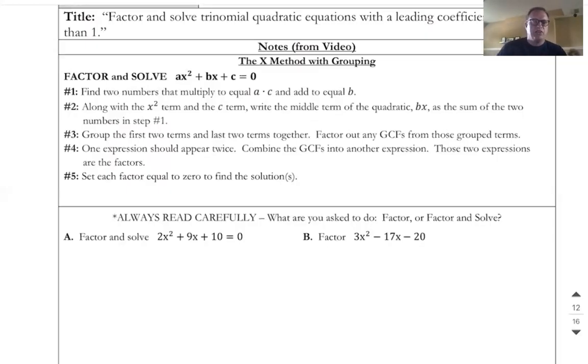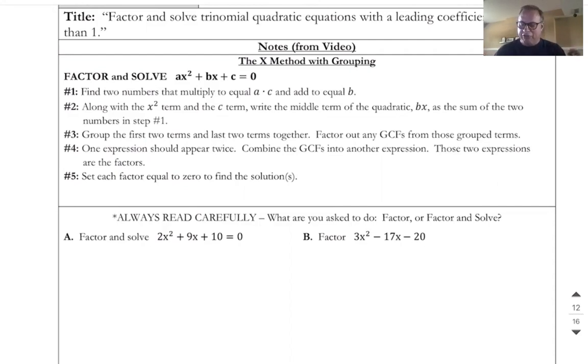So far we know how to factor and solve binomial quadratic equations. We also know how to factor and solve trinomial equations that have a leading coefficient of 1. But what if it's not 1? What if that leading coefficient is something else? So we're going to work with quadratics where the leading coefficient is more than 1.